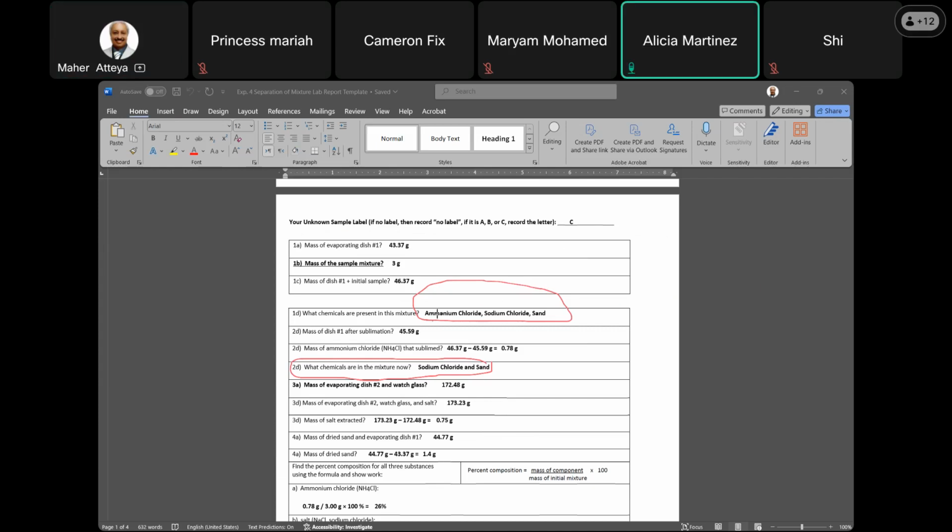Is the procedure PDF in iCollege? I wasn't able to find it. Oh, the PDF, I will post it. You will find it inside there, I'll post it. It should be there. I don't know why it's not there, but it should be there. I'll post it. No, don't worry.